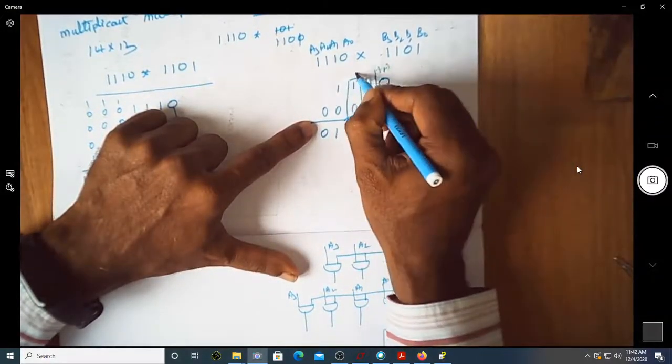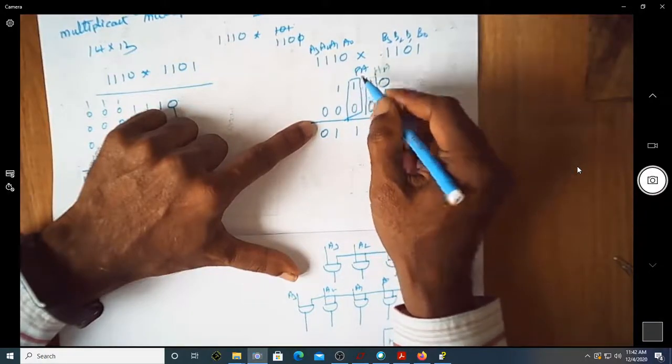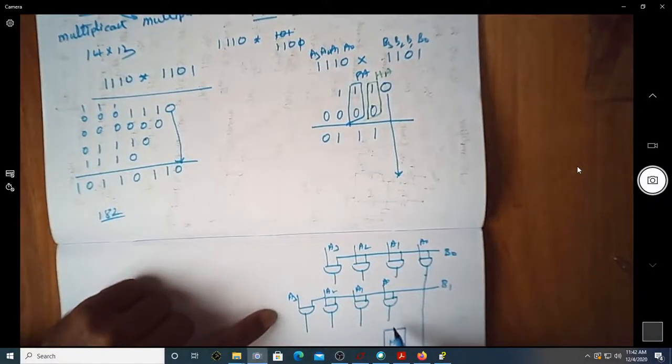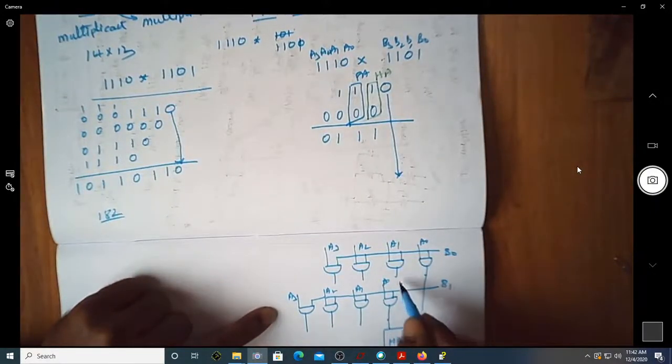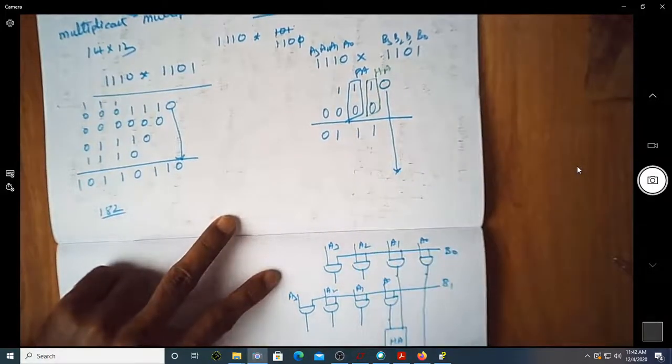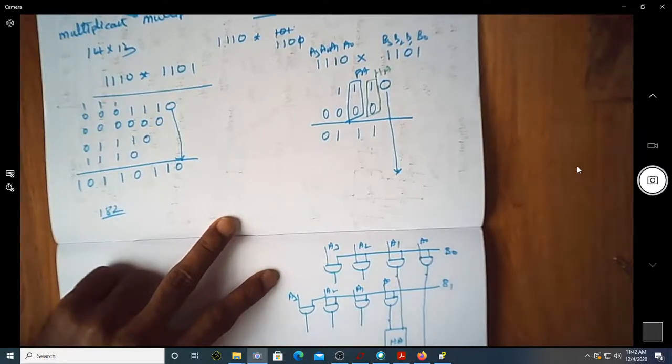So I need to have a full adder to get the sum of this, because there is a possibility of carry coming from this. So what I'll do, the two inputs for the half adder is, one is this, the other one is this, and whatever sum you get will be the final answer, which is P1, the second LSB of your final product.